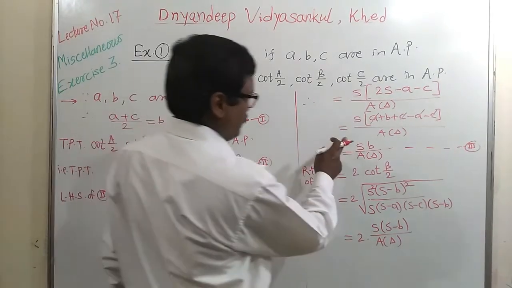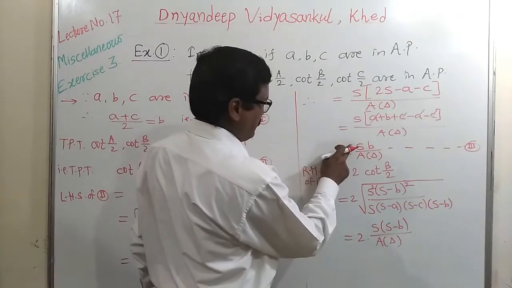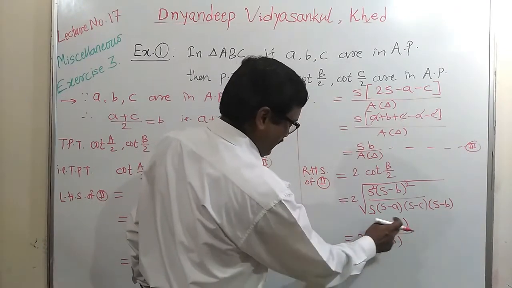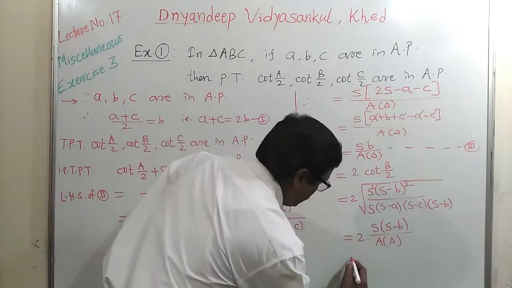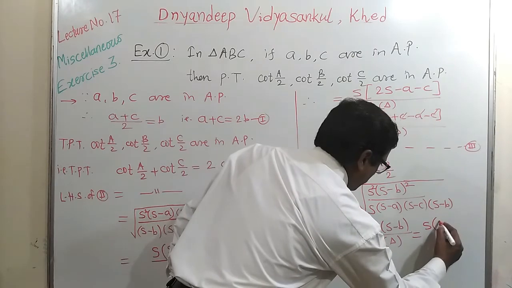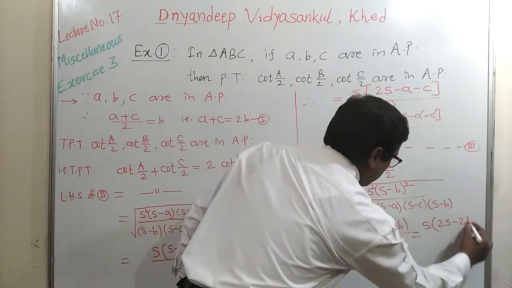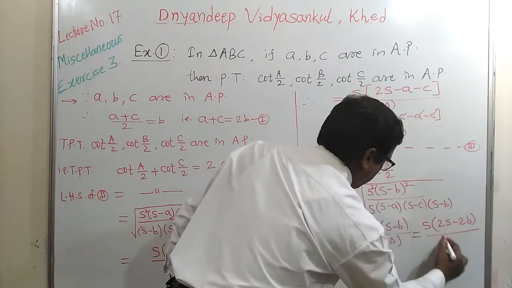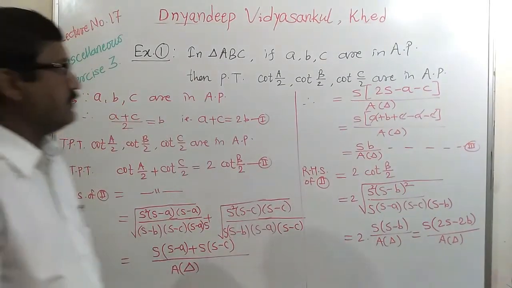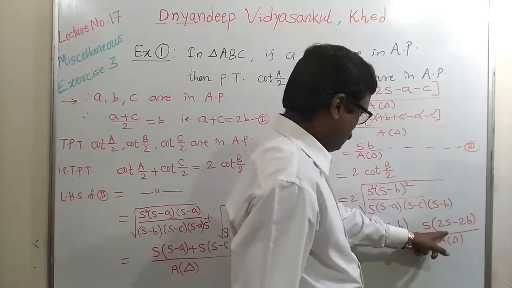Now observe the LHS. Here is s into b, meaning a single s is there, so multiply this bracket s minus b by 2, so that we get s into 2s minus 2b upon area of triangle. Similar result here: we get 2s minus 2b.